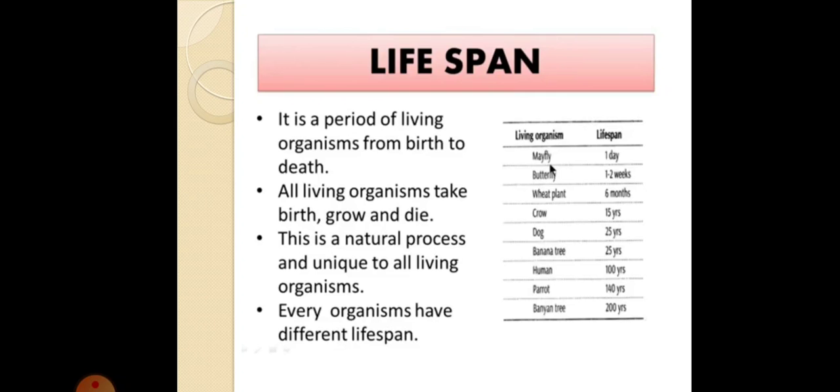As you can see in the table given, a mayfly has a lifespan of only 1 day. A butterfly lives for 1 to 2 weeks. A wheat plant has a life of 6 months. A crow has a life of 15 years. A dog can live a maximum of up to 25 years. A banana tree, 25 years. Humans' maximum lifespan is 100 years. A parrot, 140 years, and a banyan tree can be as old as 200 years.